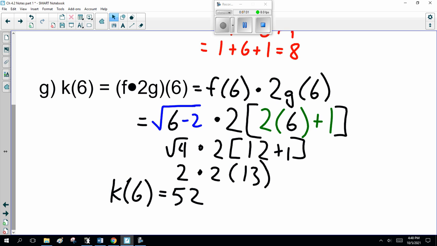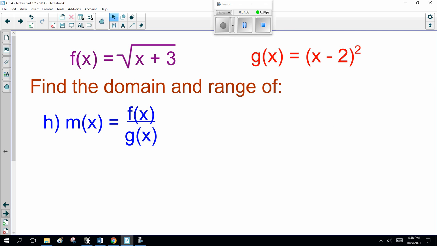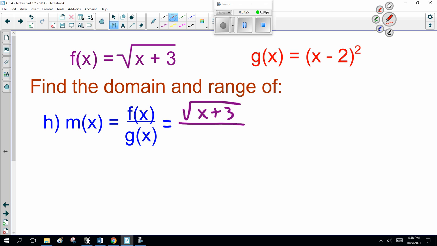All right, a couple more examples. Now notice I'm changing the equations here. f of x equals square root of x plus 3, and g of x is x minus 2, squared. I want you to find the domain of m of x, which is f of x over g of x. It's something I expect you to be able to do. Square root of x plus 3 over x minus 2 squared.